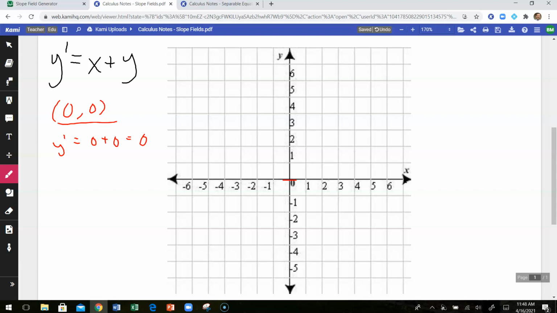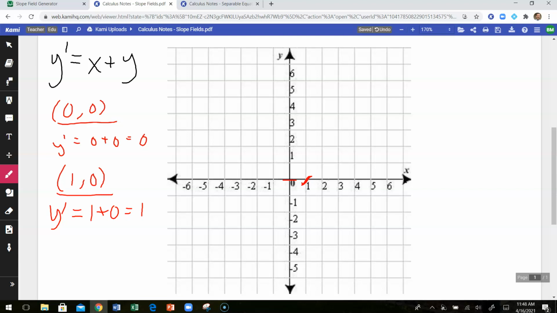Okay? Well, let me try a different point. Let's say we go to the point 1, 0. At 1, 0, y prime would be 1 plus 0, which would be 1. So the slope of the tangent line at 1, 0 is positive 1. I want to indicate a positive 1 slope at that point, which means I would have a line that has a slope of positive 1, so up and to the right.